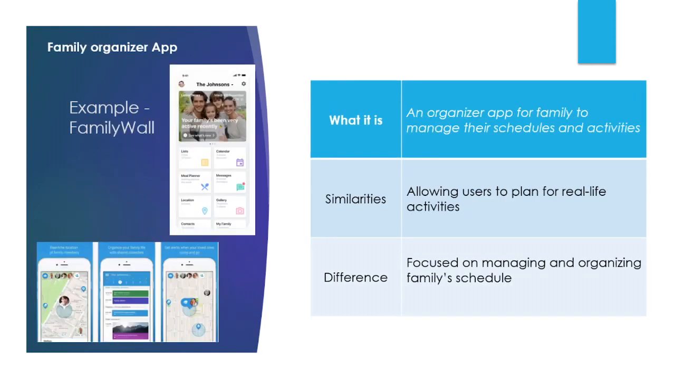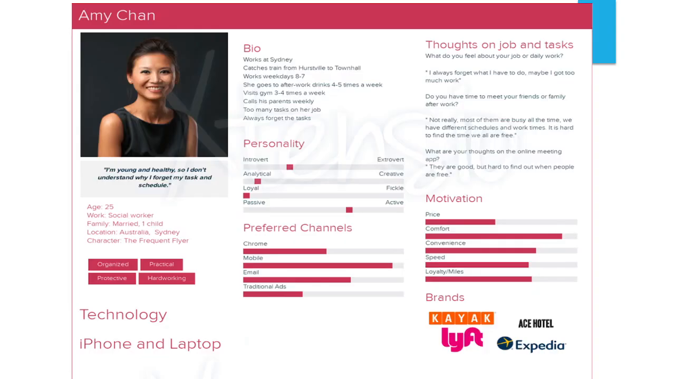Family Wall is an organizer app for families. This app doesn't really make sense outside of a family setting because it breaches privacy quite a bit. But I guess that's alright if you wanted to know where your child was, for example. So it doesn't really suit the target market we're aiming for.